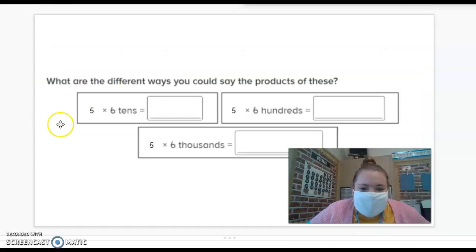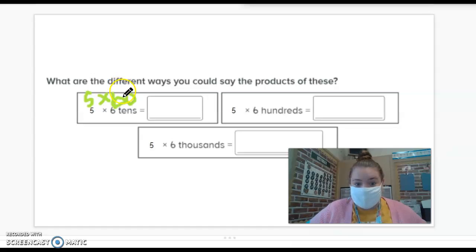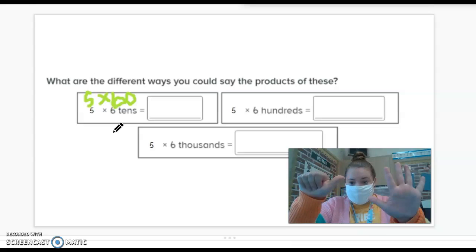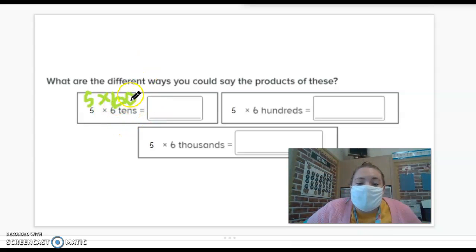All right, so let's look at this one. If we had 5 groups of 6 tens, we would have 5 times 60. Well, what is 5 times 6? Remember, we can count by 5s. 5, 10, 15, 20, 25, 30. So 5 times 6 is 30. And then we add in the 0. So it'd be 300.